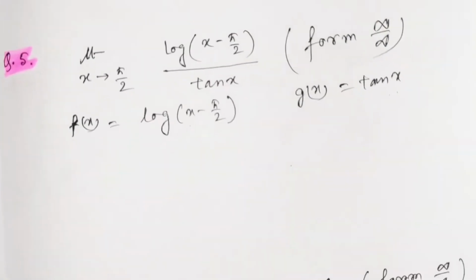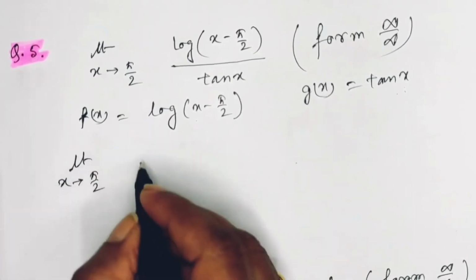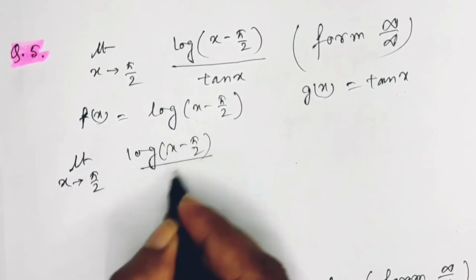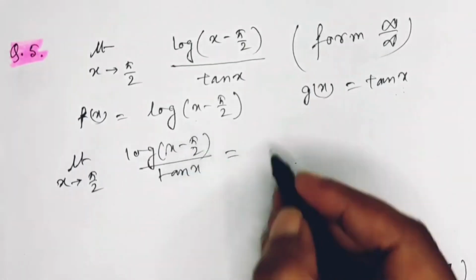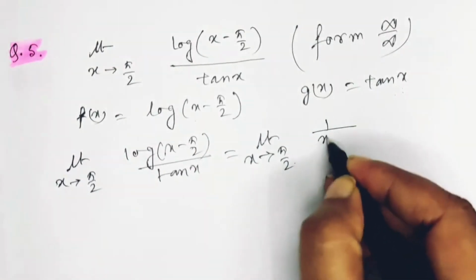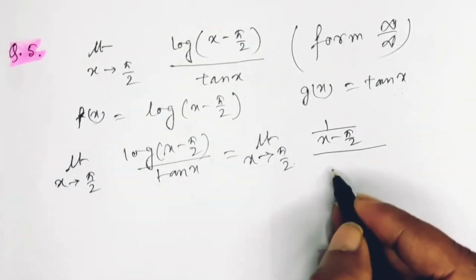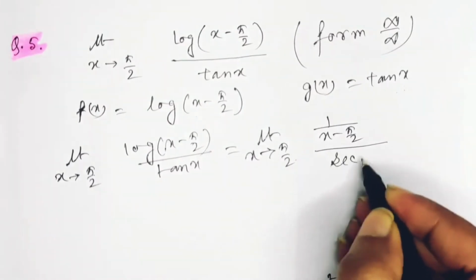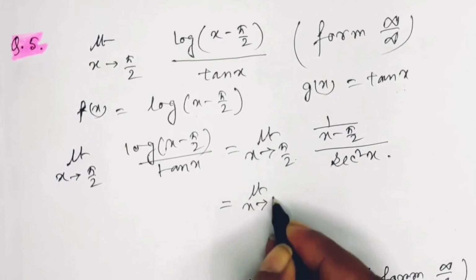Now the next question. Here it is the limit x tends to pi by 2 of log of x minus pi by 2 divided by tan x. Definitely we take the derivative of the denominator and numerator, so we find 1 upon x minus pi by 2, and its derivative is 1, so let it be. And tan x, its derivative is sec square x.